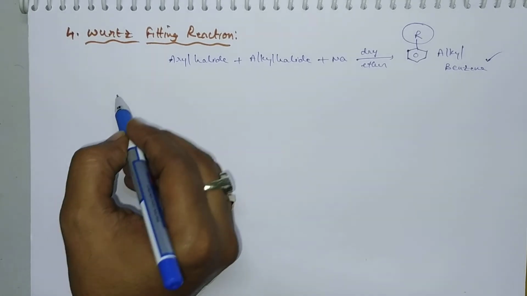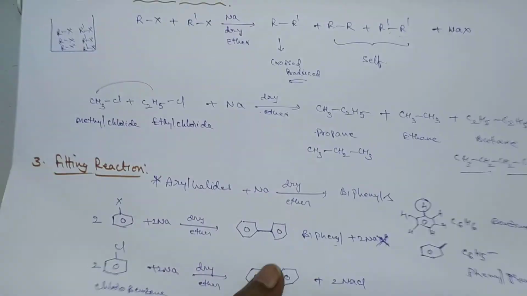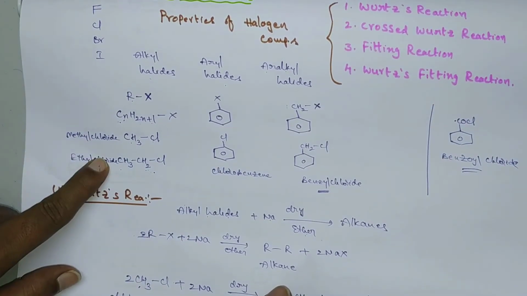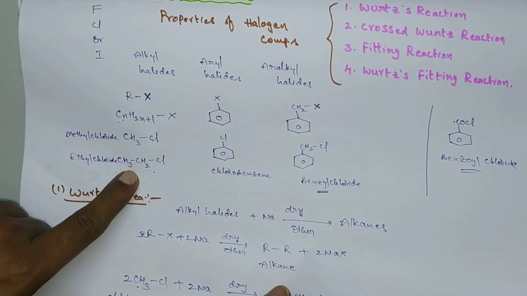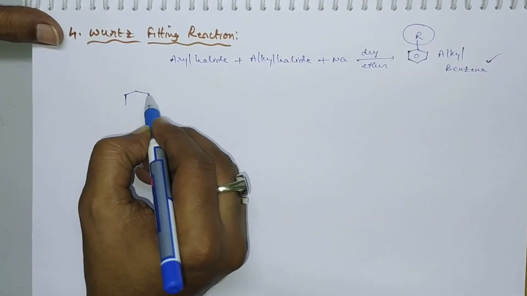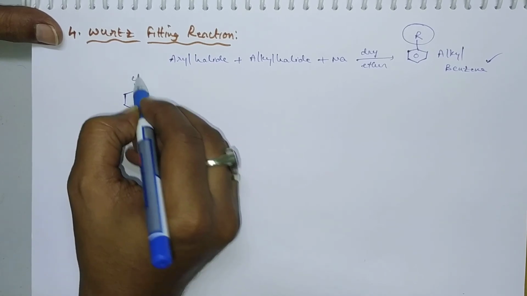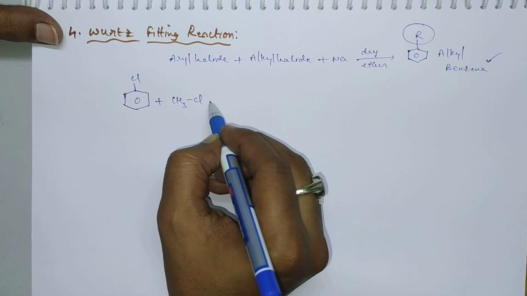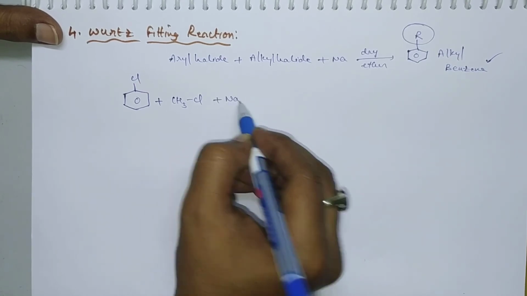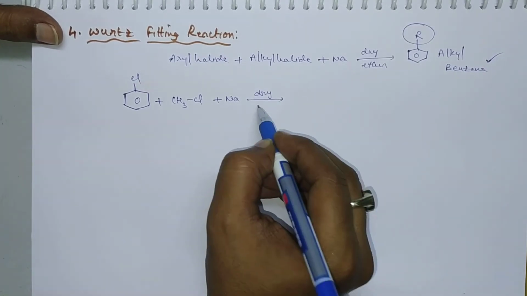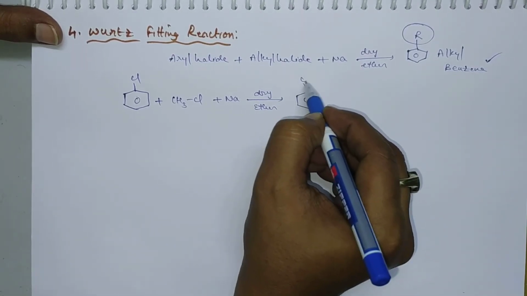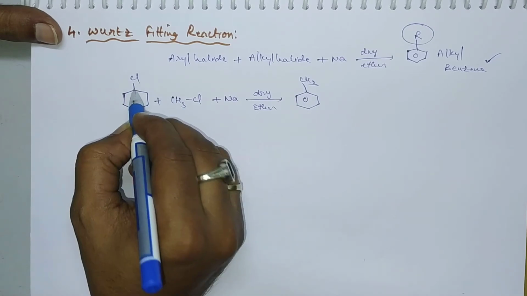Now let us take an example. What is an aryl halide? Here the aryl halide means chlorobenzene. Alkyl halides mean any one of these, you can take methyl chloride or ethyl chloride. Let us take these two. Chlorobenzene reacts with the alkyl halide CH3Cl, then with sodium metal in the presence of dry ether to form this one, where the CH3 group will attach here, and NaCl.